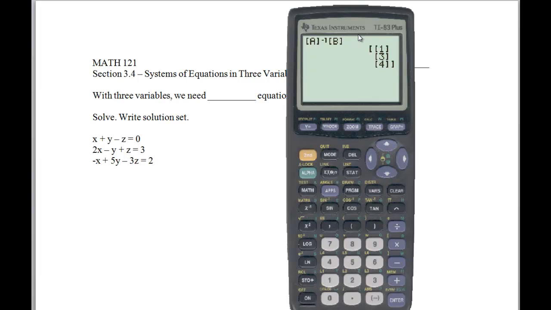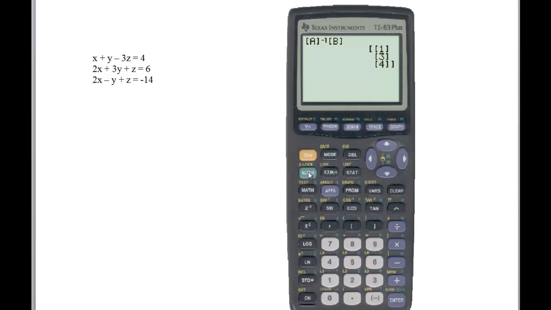Now, once this is set up, what's really great is that you can go to the next part of the problem. Like I'm going to scroll down here, and I can do the same thing over again. Let me just show you how easy it is to fix.